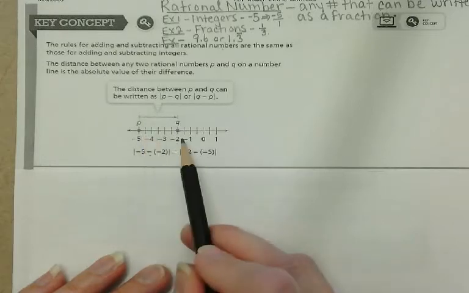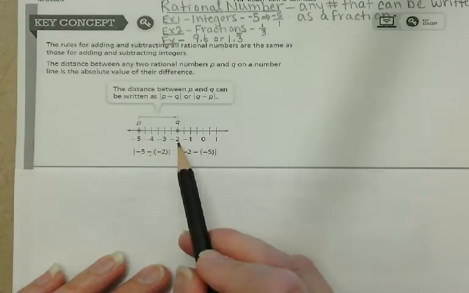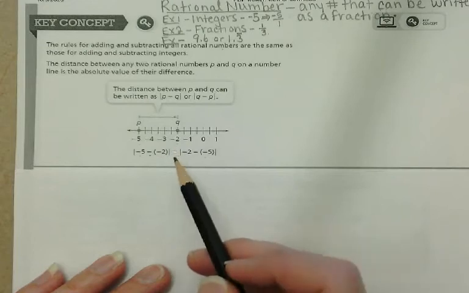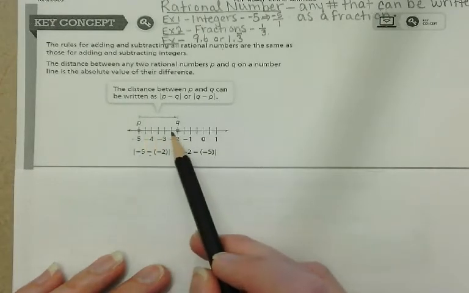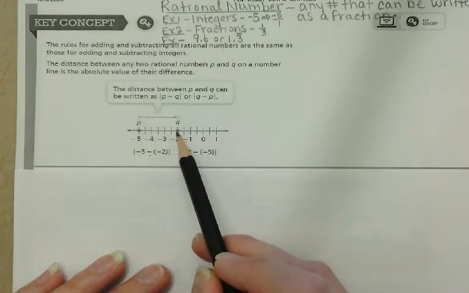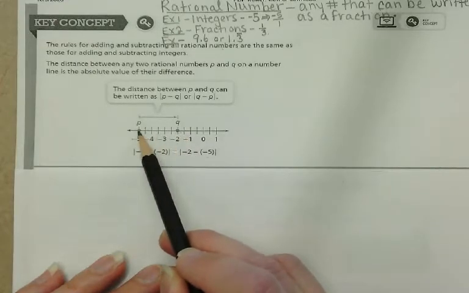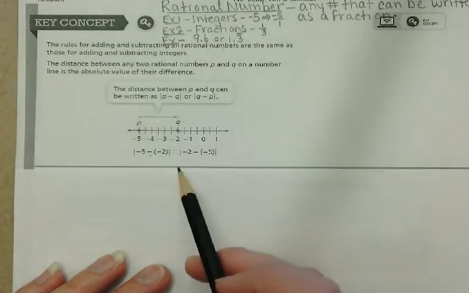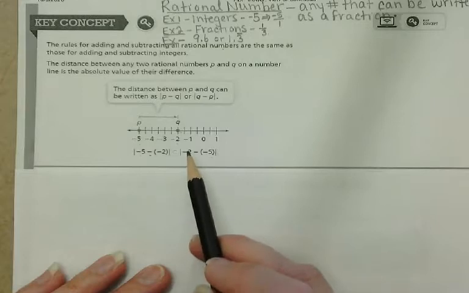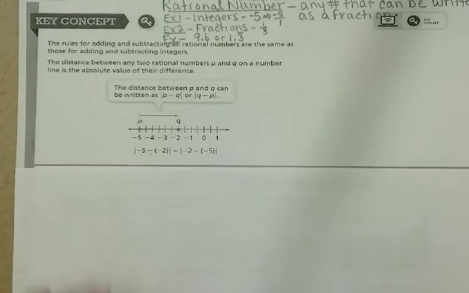So when you're talking about distance, it doesn't matter where you start. It's like if you measured a room. If you start on the left and measure toward the right, you would get the same answer as if you measured with your tape measure from the right of the room to the left. So you can change the order of those numbers, but since it is a distance problem, it is a subtraction problem.